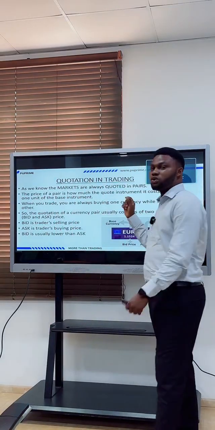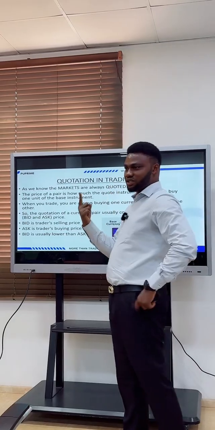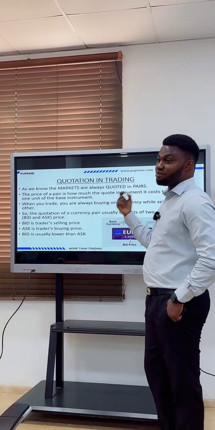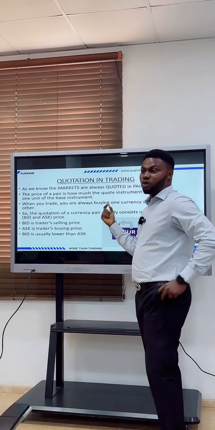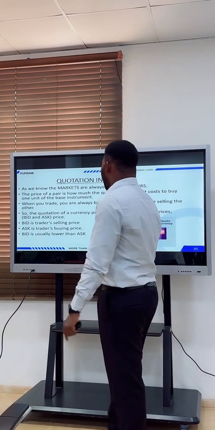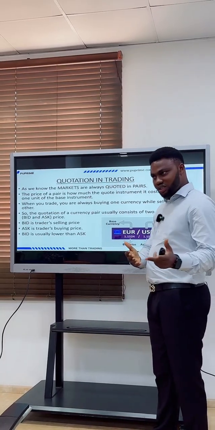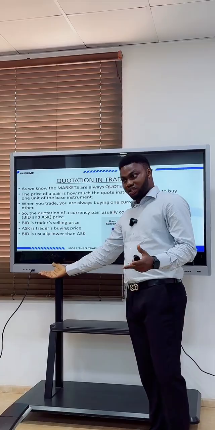So that means for us to purchase 1 unit of the base currency, the market is going to show us the price of the quote currency that we need to purchase 1 unit of the base currency. And why is that so? It's because when we are trading, we are always buying one currency and we are selling the other.